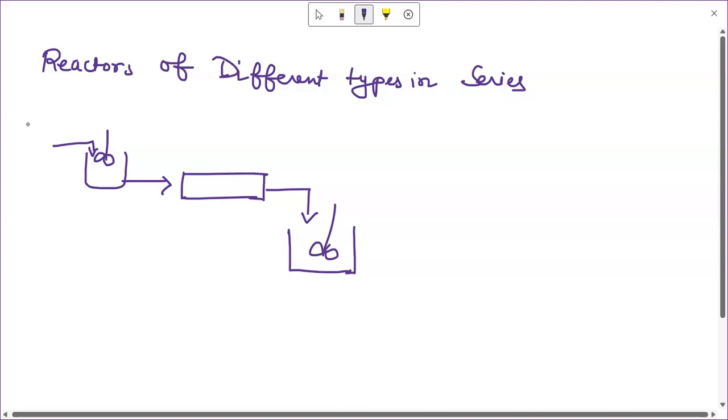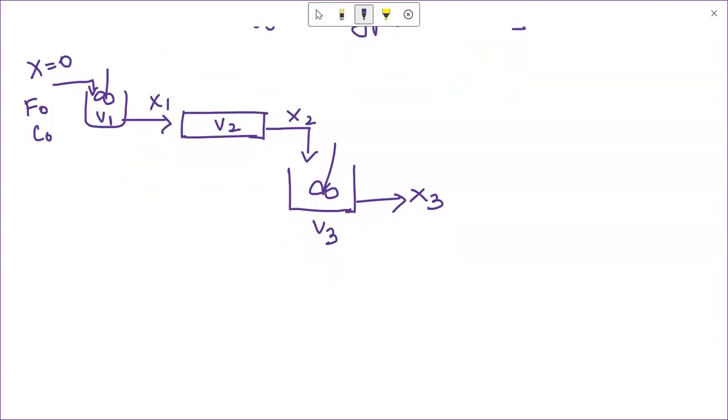So at the initial point you have zero conversion and F0 and C0, then you have the intermediate conversion X1 from the reactor of volume V1, then it goes into reactor of volume V2, that is your plug flow reactor, and you get the intermediate conversion X2, and then you finally go to reactor of volume V3 and get the final conversion X3. This may be a general case. In that case we just have to write down the individual design equations to find the volume of reactors.